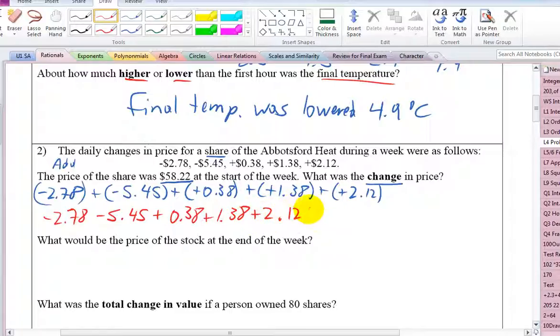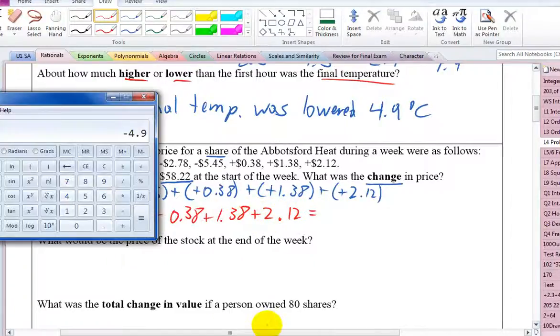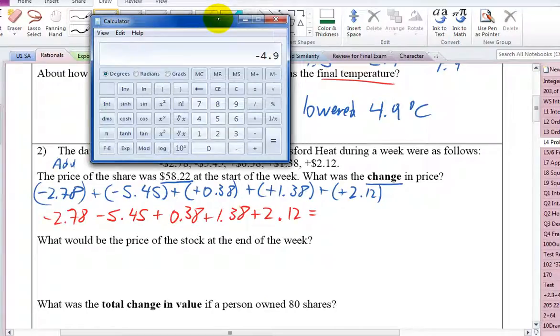And once you've corrected your signs, go to your calculator to see what the change was throughout the week. Make sure you know how to put in negative numbers into your calculator, okay? So please do practice this. You want to be able to enter negative numbers.